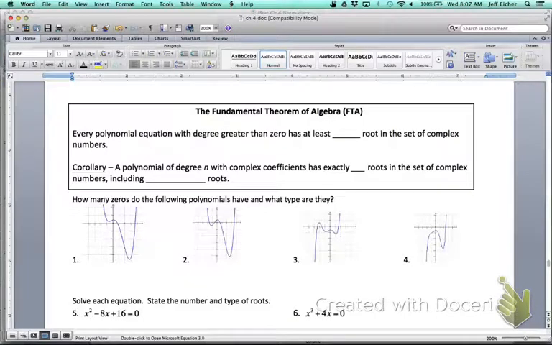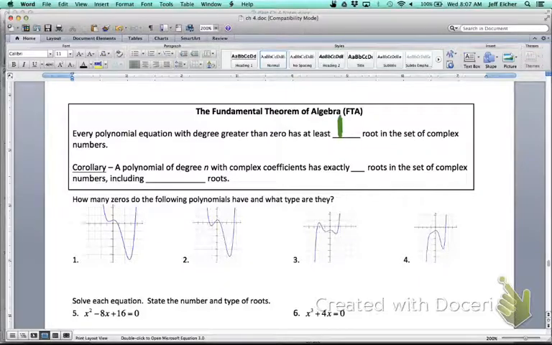So we have something called the fundamental theorem of algebra. Sounds very important, fundamentally important. We've been alluding to this throughout this chapter, but this says every polynomial equation with degree greater than 0 has at least one root in the set of complex numbers. Now this might sound like a strange theorem, but it says every polynomial equation with degree greater than 0 has at least one root, in the set of complex numbers.